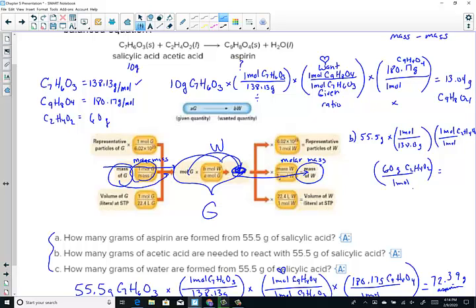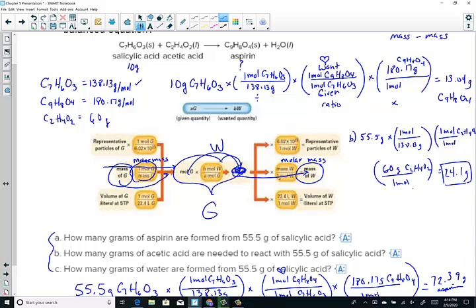55.5 divided by 138.13 times 60. And that's the right answer. 24.1 grams of acetic acid. Good work. Takes a village.